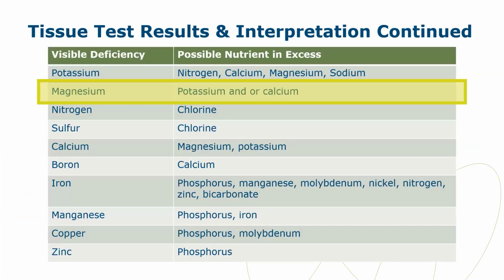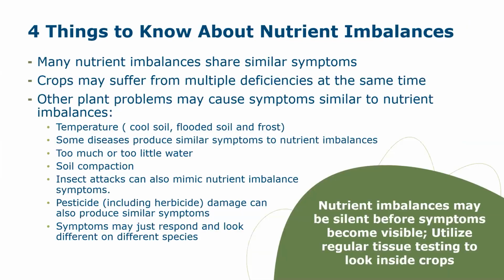When you're looking at your tissue results, here are some of the things to know. For example, I have highlighted in yellow, if your plant tissue results show magnesium is low, it could be from high levels of potassium and/or calcium taking up the availability of magnesium. It's often not just one nutrient, but very possibly a combination of them. How else would you know that without a tissue test? Many nutrient imbalances share similar symptoms, and crops may suffer from multiple deficiencies at the same time.